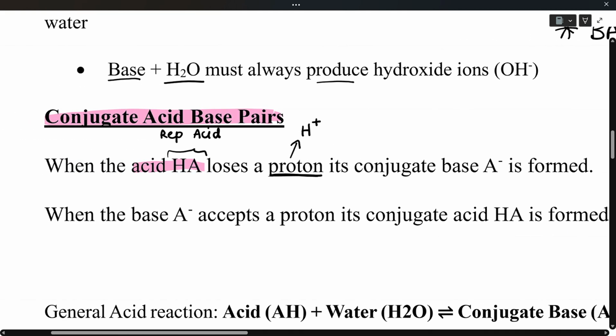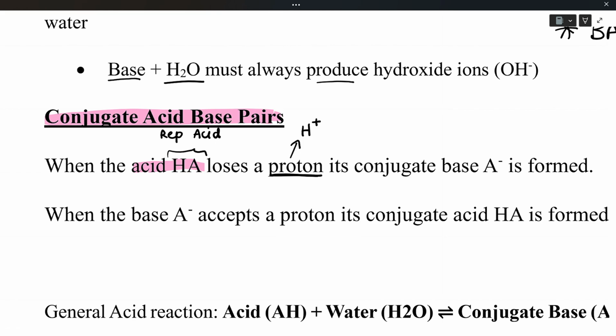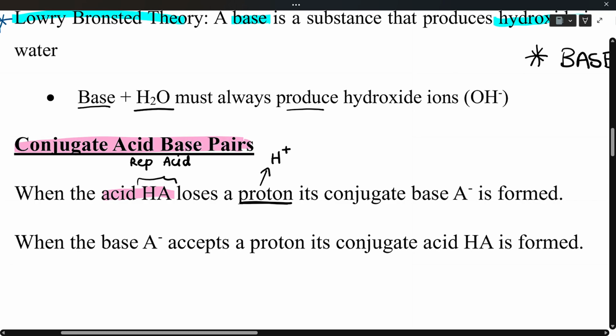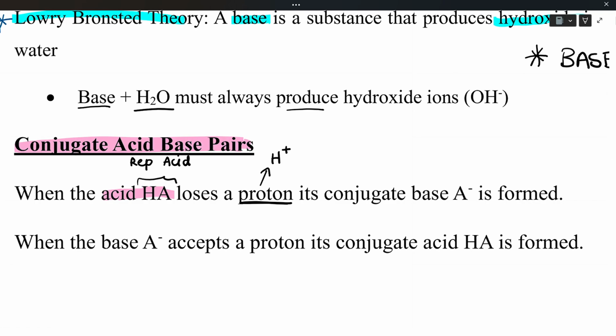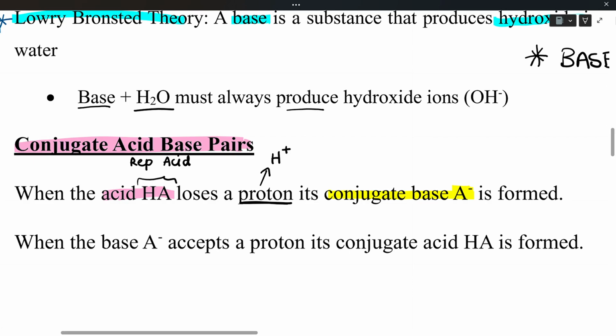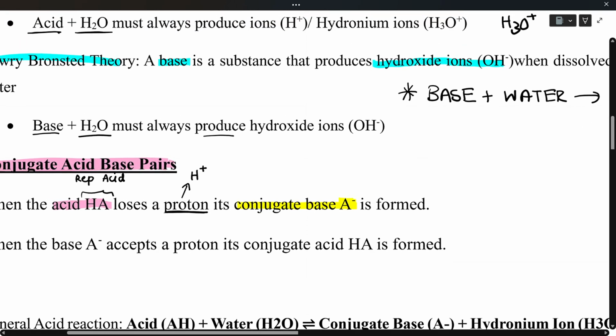So let's read on what it says. When the acid HA loses the proton, we have something that forms which is called a conjugate base. So something is forming and it's referred to as a conjugate base. We have a conjugate base, A minus, that is forming. Why is it A minus? This is something we need to pay attention to. So let's just quickly have a look at what's going on here.